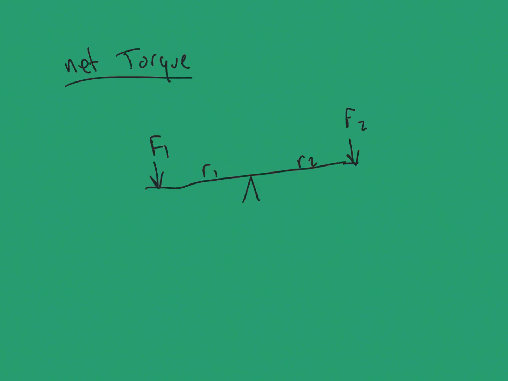Net torque is the same concept as net force, but applied to torques. So if I have some force 1, like a seesaw here, and radius 1 that the person is sitting, and radius 2 the other person is sitting, and force 2, if I were to calculate the torques, torque 2 over here, torque 1 over here, I could just add them together, one being positive rotation and one being negative rotation, to figure out what my net torque would be.